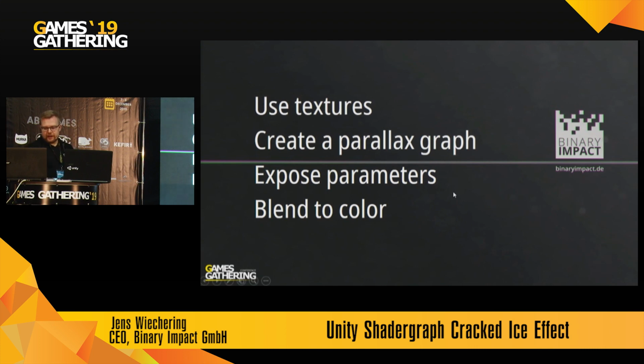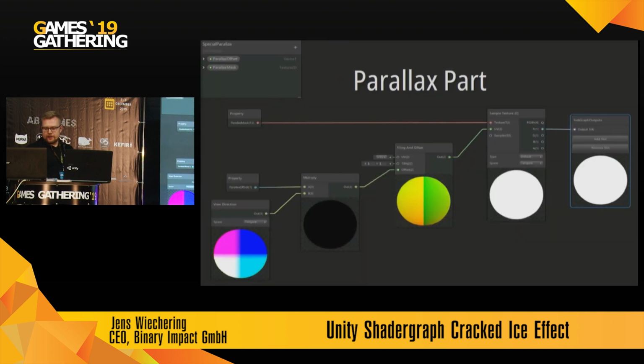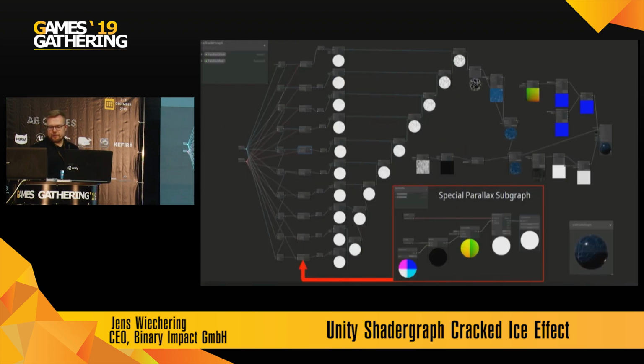Of course, we could do that by hand and make a subgraph out of what we just did. You can just mark them, right-click, create a subgraph. That would look something like this, with the view direction, the property we had, the multiply, the tiling offset, the sample texture, and in the end we have an output. That is our subgraph. And then we could, by hand, just copy and paste that in and just lerp it together. And that would look something like this, and it will be a mess.